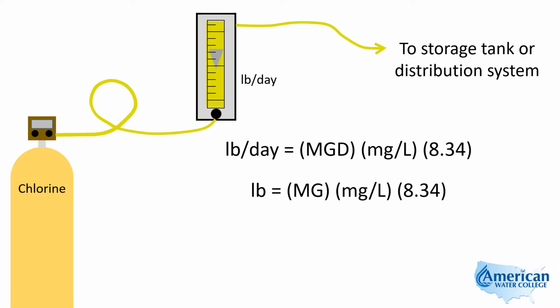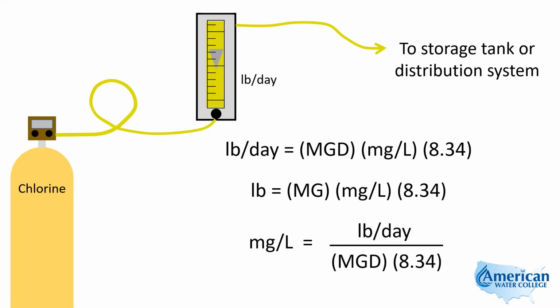You can solve for just pounds, and in this case we divided out the days from both sides. So the total pounds of chlorine dosed is equal to your volume in million gallons times milligrams per liter times 8.34. To calculate milligrams per liter, you simply take your pounds per day and divide it by your flow and your weight of a gallon of water. So this formula right here is this basic pounds per day formula rearranged for milligrams per liter.